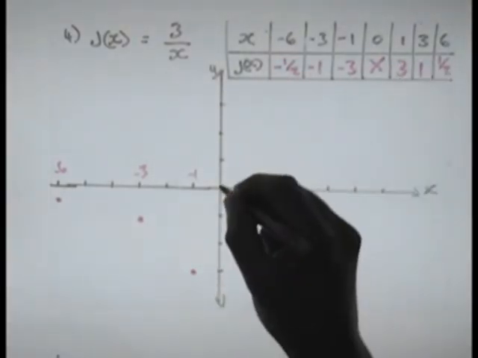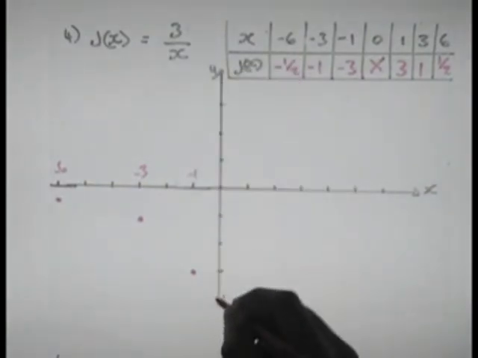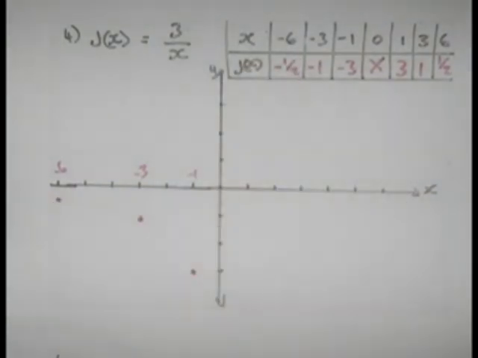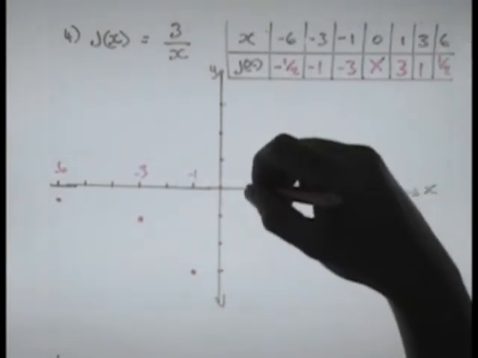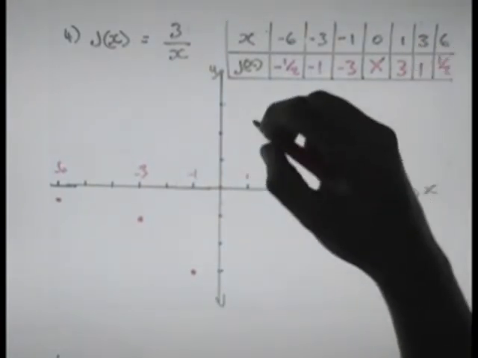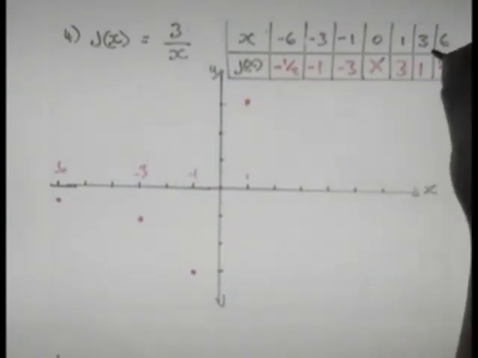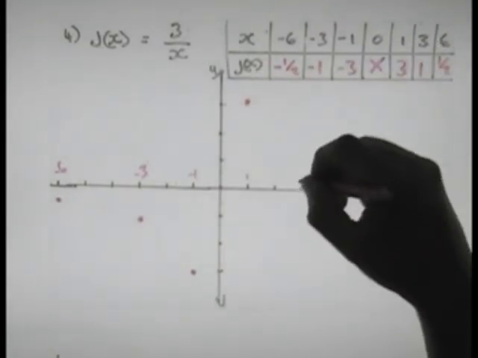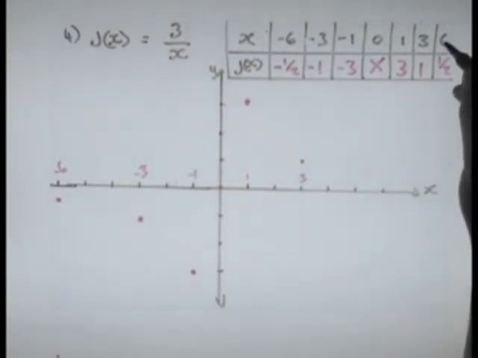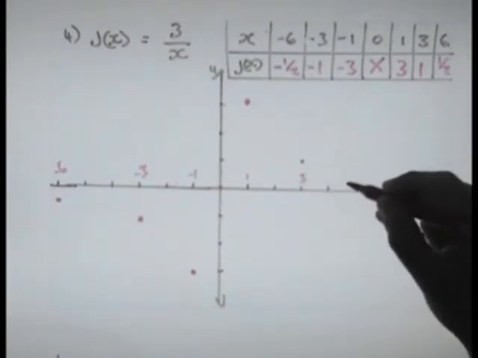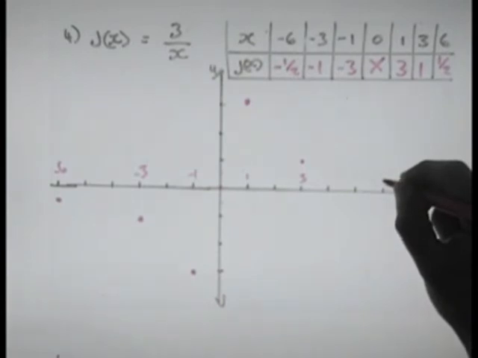When x is equal to 0, there's no solution. When x is equal to 1, that's over there, y is going to equal 3, 3 and 1, so that's 3, and 1 and 6 and a half. 6 and the y value is a half.